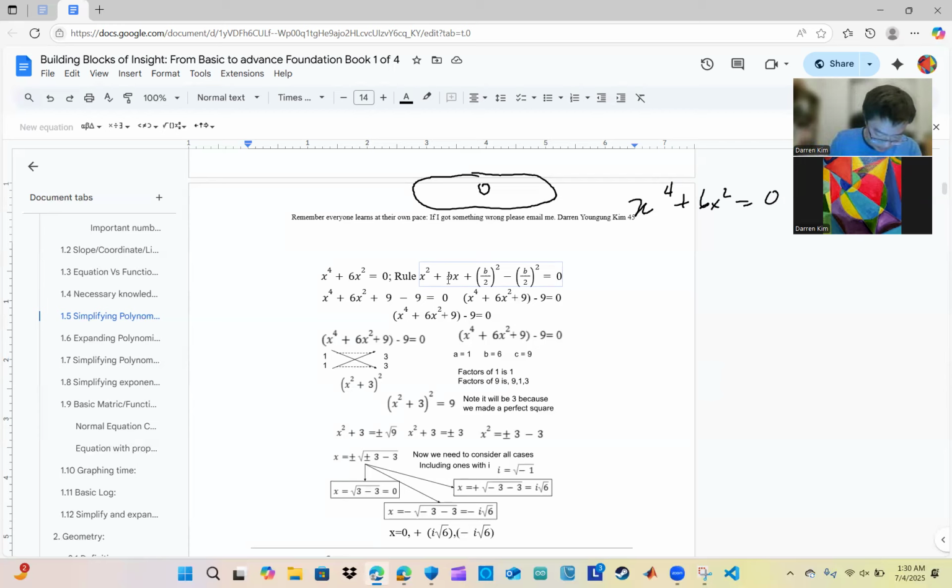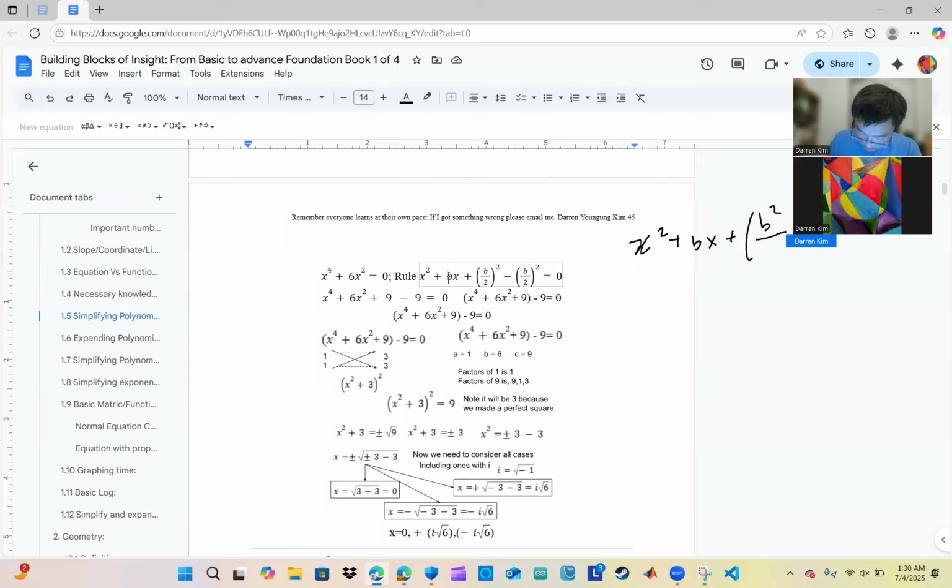Yes, let me clear this and make it easier. x squared plus bx plus b squared over 2, minus b squared over 2, and this squares out, equals 0. This is true because this is a perfect square. Yes, it is a perfect square. Now, imagine if x^4 is substituted by u, x prime or something like that. That's what's happening over here.